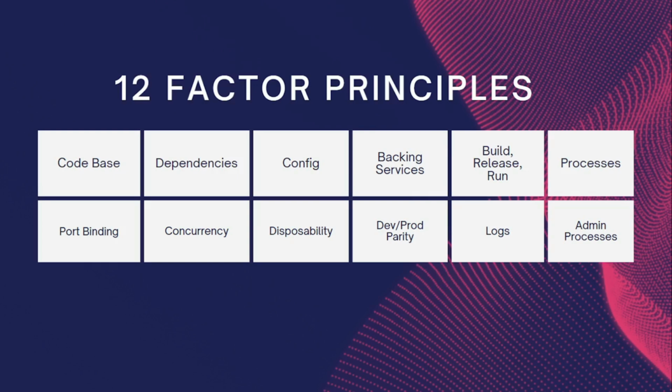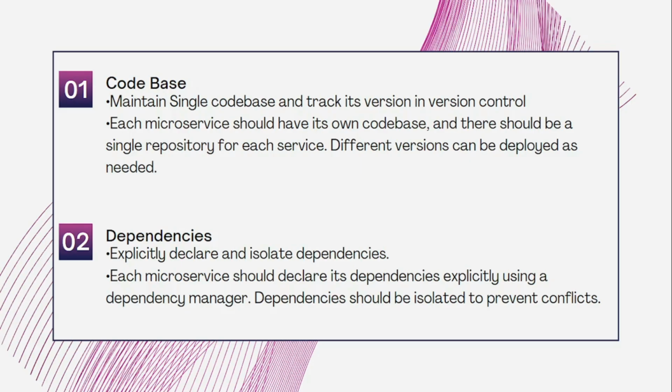They are codebase, dependencies, config, backing services, build, release and run, processes, port binding, concurrency, disposability, dev prod parity, logs, and admin processes. So let's see each and every factor which is required to build a microservice application.